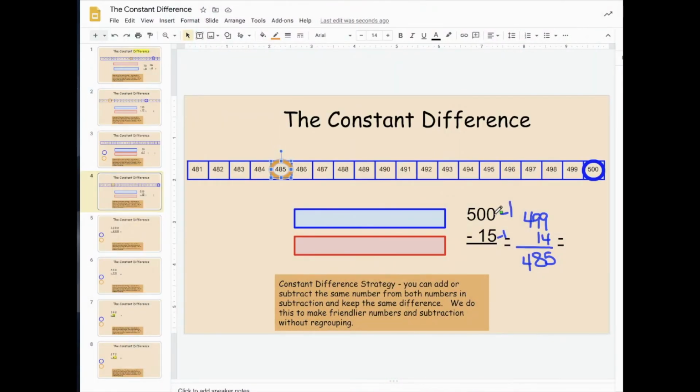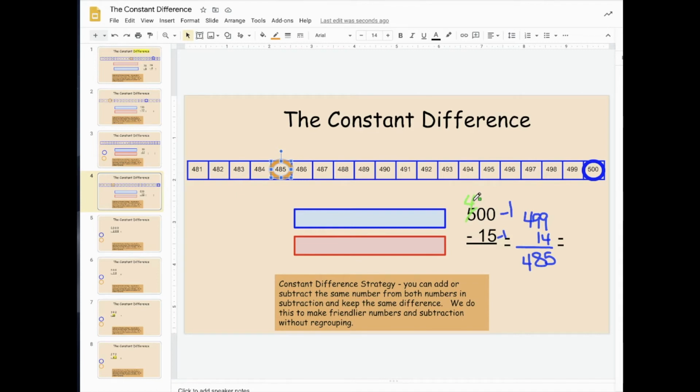Can I subtract 5 from 0? No, I can't take 5 out of 0. I have nothing. Nothing. So how can I take 5 ones from nothing? Well, I go over to the tens place and there's no tens for me to regroup into ones. So I have to go all the way to the hundreds place and I have to regroup 100.